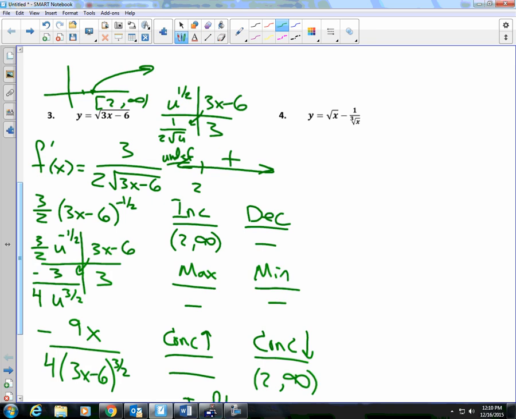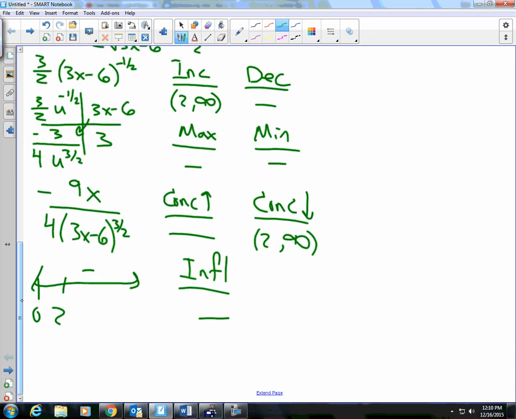Question. Because the second derivative, the bottom is always positive. If you take a square root of something, you'll get a positive. And we only list the principal root, the positive root. The top is always negative. Negative over positive is always negative, so therefore you're always concave down.